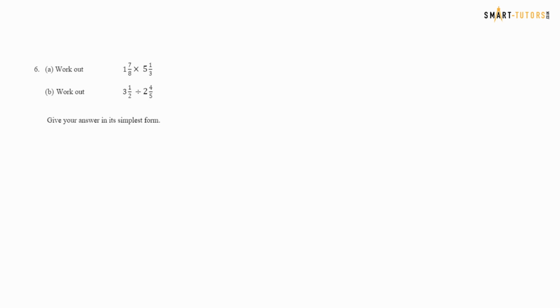Question number 6. Work out 1 7 upon 8. So A part, 1 7 upon 8 times 5 1 upon 3. So 8 times 1 is 8 plus 7 is 15 upon 8, 3 times 5 is 15, 16 upon 3. So 8 can go into 16, 3 goes into 15. 5 times 2 is 10 upon 1 times 1 is 1.